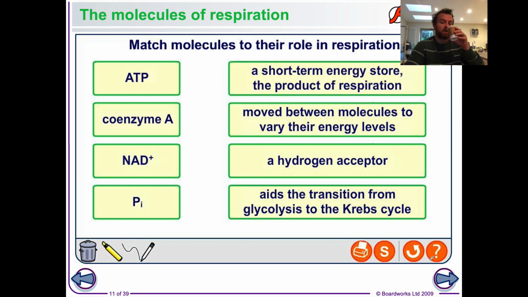Okay, so quickly see if you can match up the molecules on the left with their role in respiration on the right. You can write that down, or you could just do that kind of verbally. Pause the video and have a go.